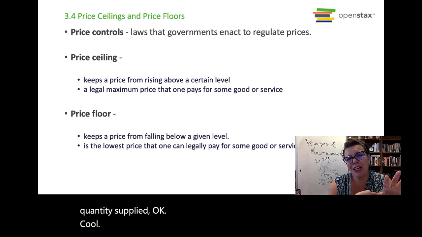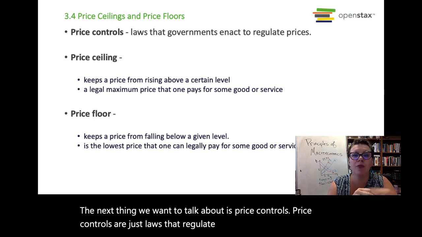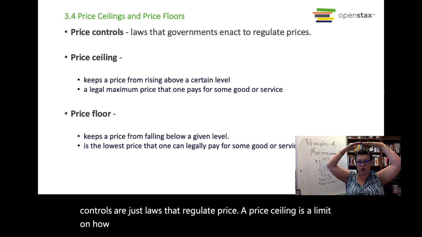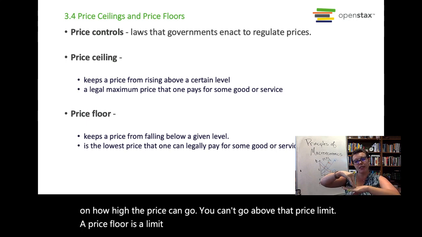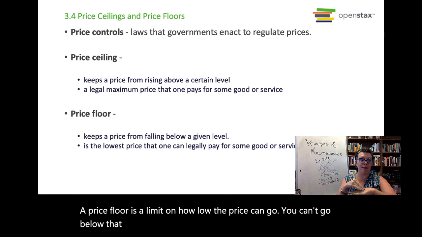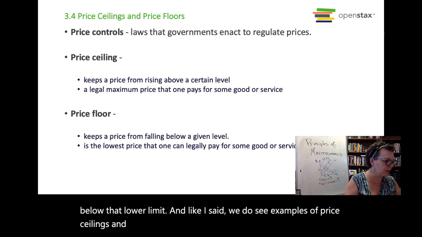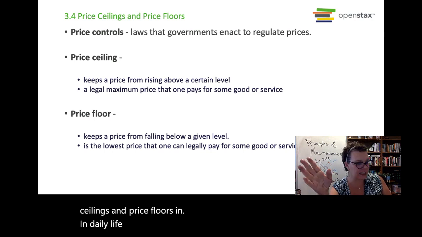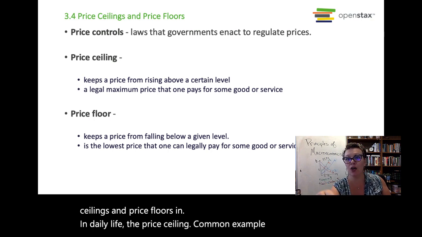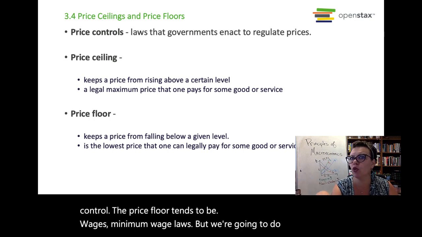The next thing we want to talk about is price controls. Price controls are just laws that regulate price. A price ceiling is a limit on how high the price can go. You can't go above that price limit. A price floor is a limit on how low the price can go. You can't go below that lower limit. And like I said, we do see examples of price ceilings and price floors in daily life. The price ceiling, common example, tends to be rent control. The price floor tends to be wages, minimum wage laws. But we're going to do an example that's more based on trade.